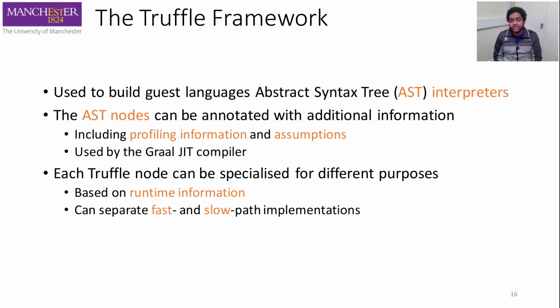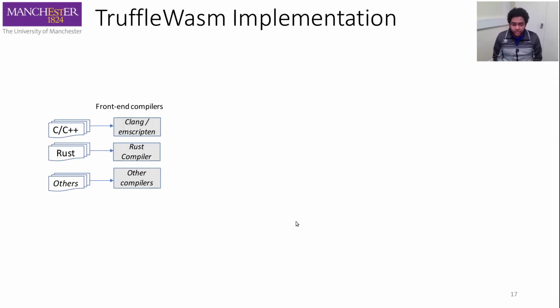These nodes can be designed to be specialized based on runtime information such as type information, and can be useful, for example, to separate fast path and slow path implementations. This specialization can be guarded with checks, and together with caching mechanisms that are available in Truffle, can be used to generate optimized specialized code. Now let's look into our implementation of TruffleWasm. Let's say you have source code and you have a compiler that can generate WebAssembly, such as the Rust compiler or the Clang compiler.